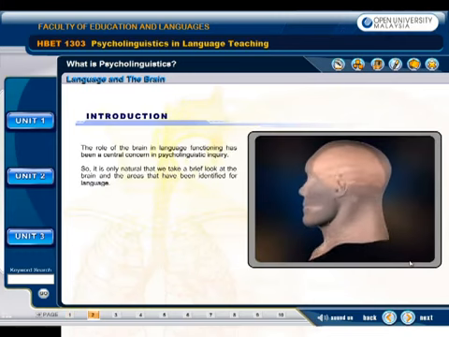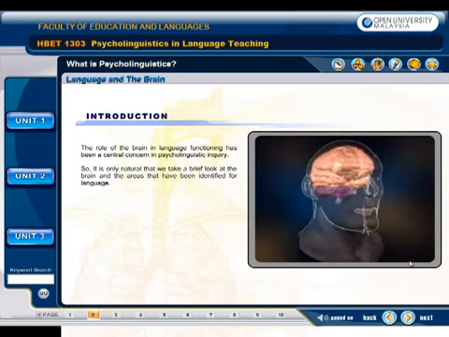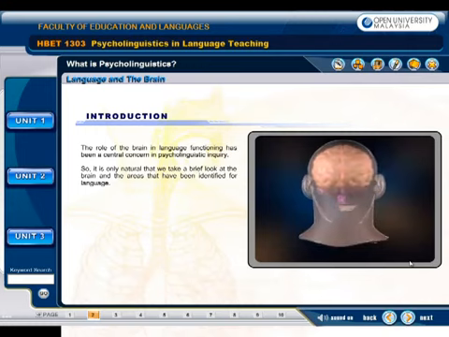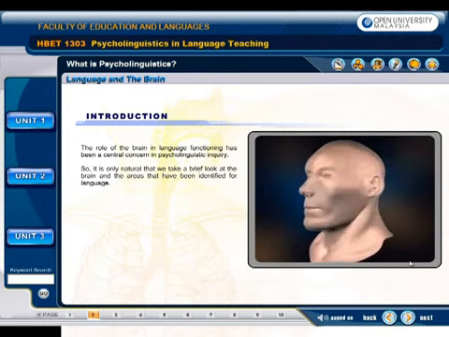The role of the brain in language functioning has been of central concern in psycholinguistic inquiry. So it is only natural that we take a brief look at the brain and the areas that have been identified for language.